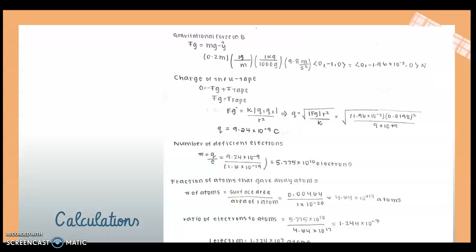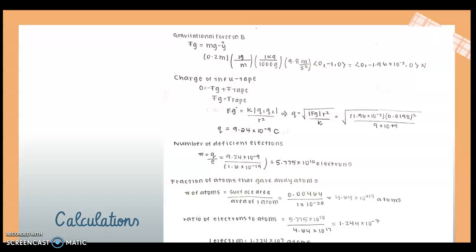Here we have the calculation for the problems. As mentioned above, we use Newton's second law to find the magnitude of the electric force, which is equal to the magnitude of the gravitational force, which is negative 0.000196 newtons. Rearranging Coulomb's equation and solving for charge gives us Q is equal to 9.24 times 10 to the negative 9th coulombs.